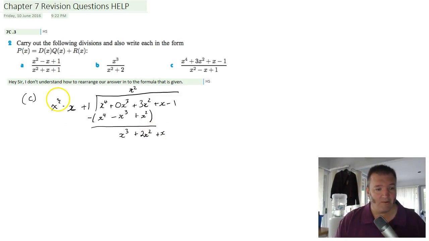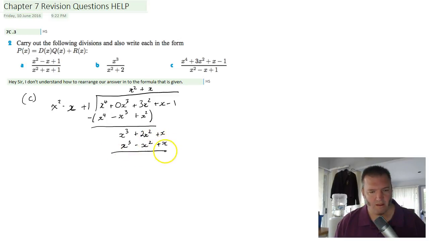And we go again. How many times does x squared go into x cubed? X times, of course. Do the multiplication. X cubed, take x squared plus x. Subtraction. X cubes cancel. 2x squared minus negative becomes plus another x squared. So that's 3x squared. And x minus x is 0, so plus 0x. And we bring down the negative 1.